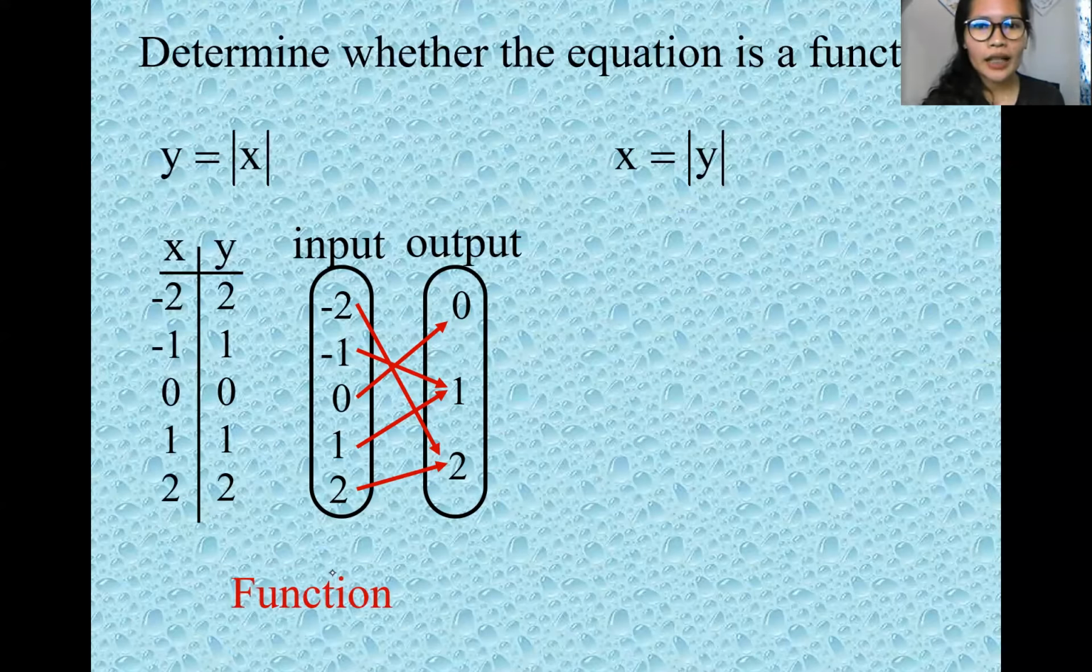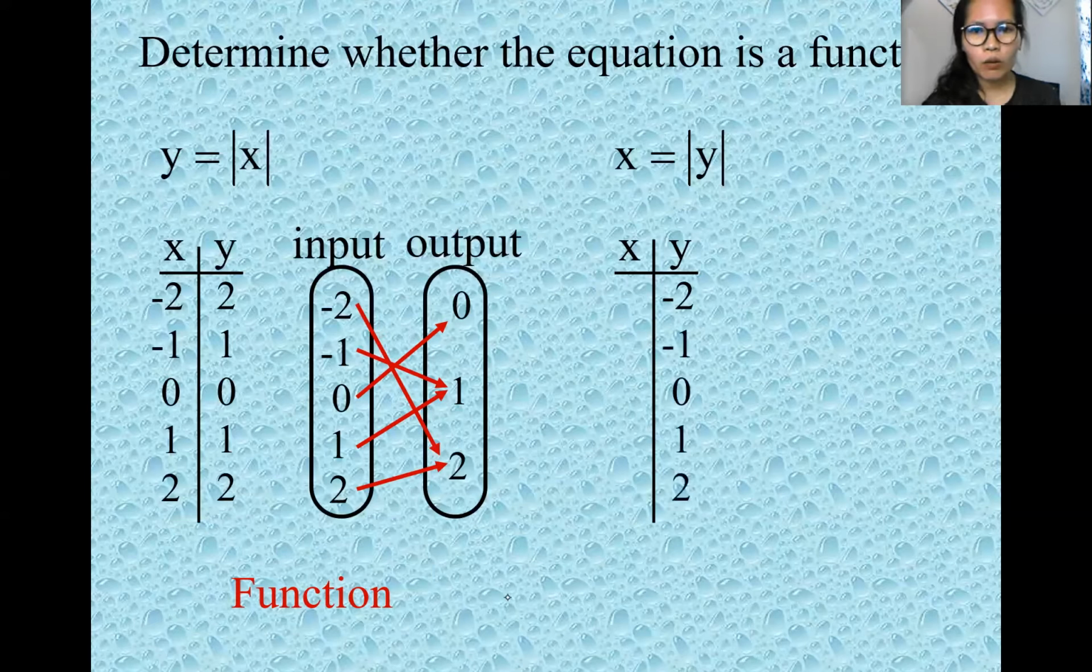How about x equals the absolute value of y? So relation ba, function ba siya or dili? Suppose we have the given values for y: negative 2, negative 1, 0, 1, and 2. What would be the value for x? What is the absolute value of negative 2? The answer is 2. The absolute value of negative 1 is 1. The absolute value of 0 is 0. The absolute value of 1 is 1. The absolute value of 2 is 2.